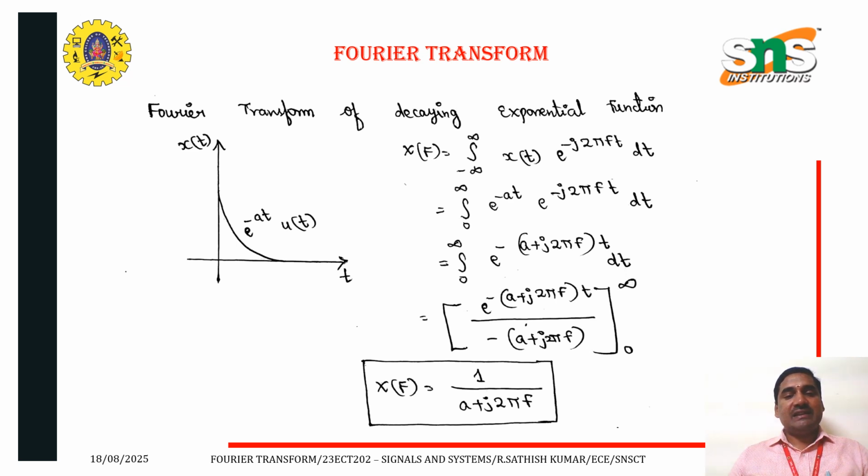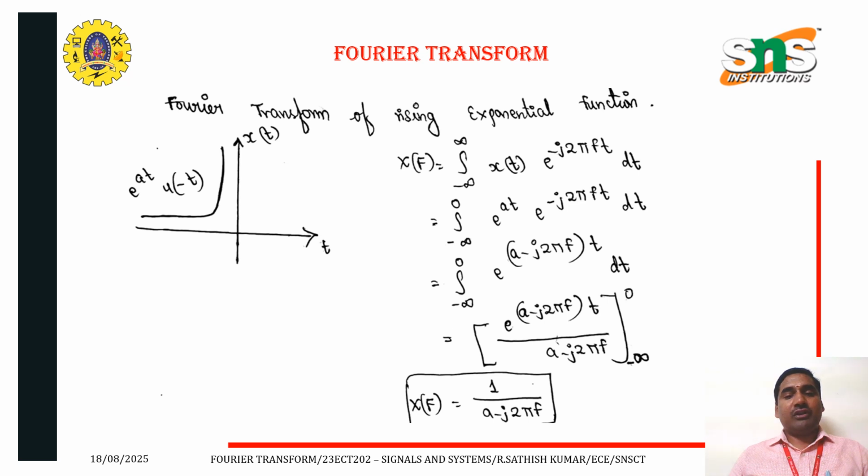Next one, now we can see the Fourier transform of decaying exponential function. X of f is equal to integral over minus infinity to plus infinity x of t into e power minus j 2 pi f t into dt. Instead of x of t, you can put e power minus at into u of t. U of t limits vary from 0 to infinity. Now we can take the exponent terms as common, minus t as common, a plus j 2 pi f. Now we differentiate and integrate with respect to 0 to infinity. We can get X of f is equal to 1 divided by a plus j 2 pi f.